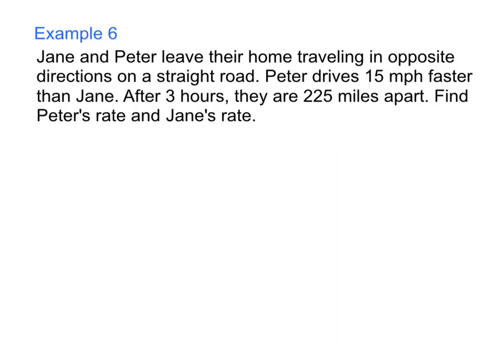Well, here's the good news. This is your last example, but we're talking about yet another kind of trip. So let's read it first, and then I'll explain. Example number 6, which is on page 162 in your book. Jane and Peter leave their home traveling in opposite directions on a straight road. Peter drives 15 miles per hour faster than Jane. After 3 hours, they are 225 miles apart. Find Peter's rate and Jane's rate.